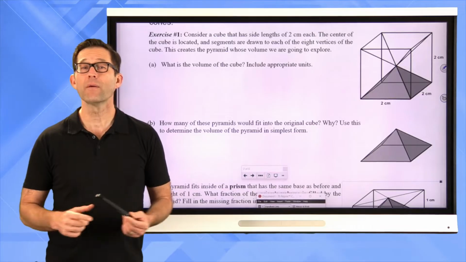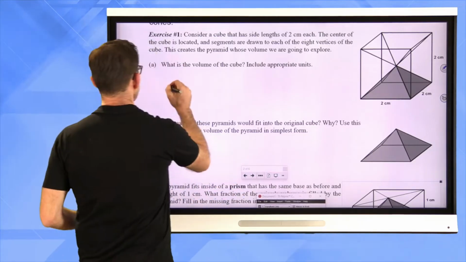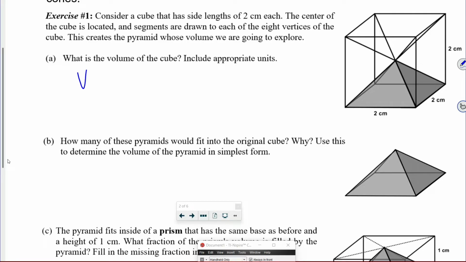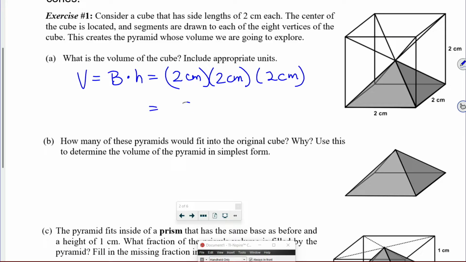All right, well, the volume of any right rectangular prism is the area of the base times the height. Of course, in this case, that's going to be 2 centimeters times 2 centimeters, that would be the area of the base, times another 2 centimeters, that would be the height. And therefore, we have 8 cubic centimeters.